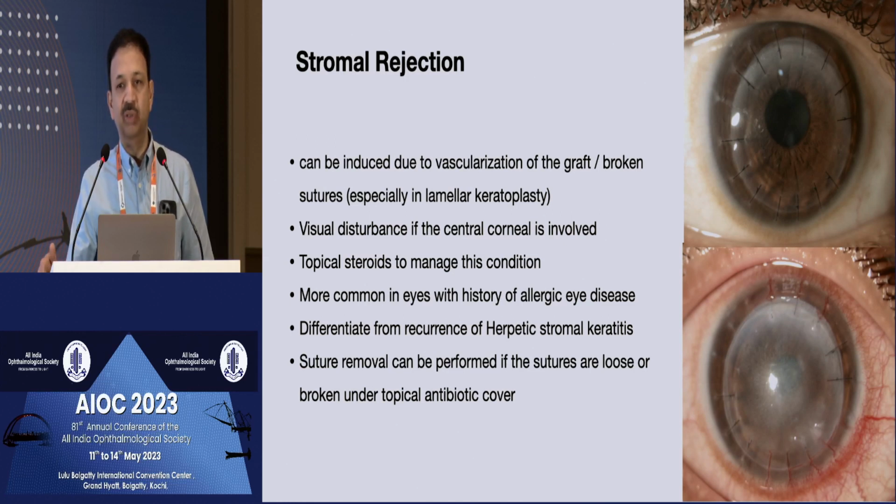Often they don't produce symptoms as much as what you see with endothelial rejection. So any kind of redness in the eye persisting, or patient just feeling a foreign body sensation, should not be treated just by increasing the lubricants. A timely intervention by giving a little bit more steroids can effectively manage this stromal rejection. And if there are any loose sutures or broken sutures, they have to be removed, because without removing them, just giving them steroids is not really going to solve the problem.